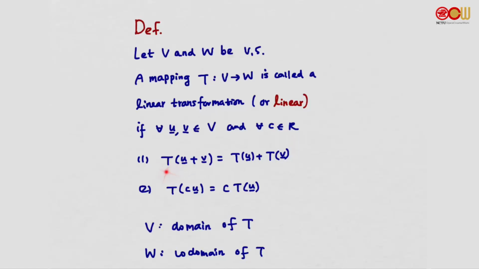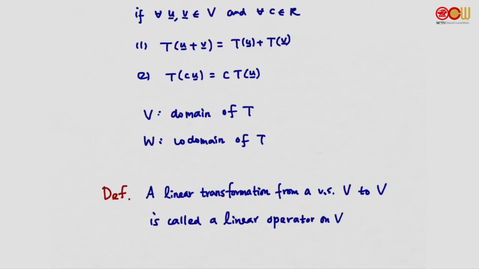the image of the sum u plus v is the sum of the images, T(u) plus T(v), and the image of the scalar multiple is the scalar multiple of the image. This definition is very much like what we have in Chapter 2. V is the domain of T and W is the codomain of T. Like before, we define linear operator.